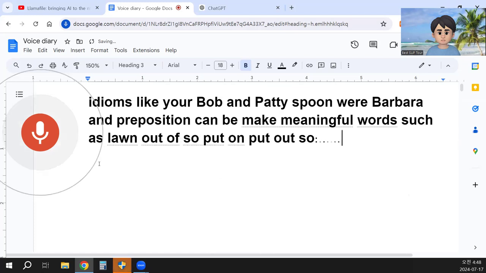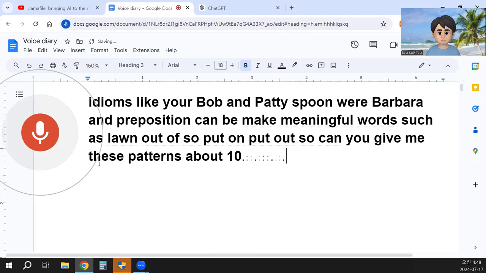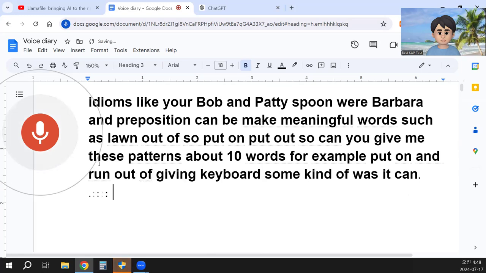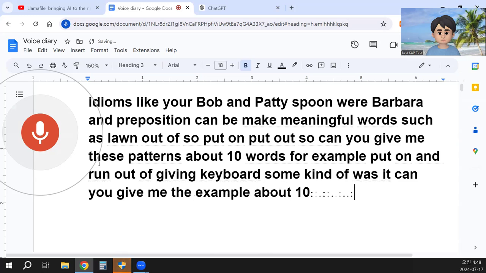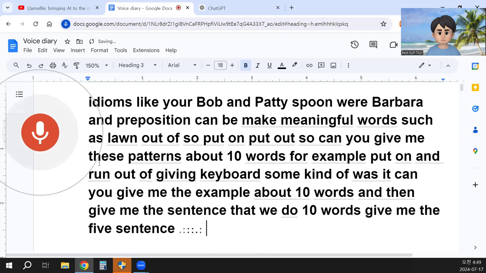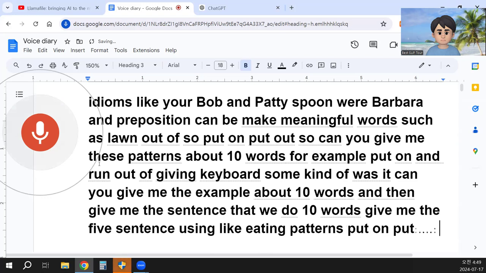So AI, can you give me these patterns of about 10 words like put out, put on, for example, put out, put on, and run out of, give in, give up, some kind of words? Can you give me the examples about 10 words, and then give me the sentences with the 10 words? And five sentences, okay, yes. Give me five sentences with 10 words using idiom patterns like put on, put out, give up, something like that.